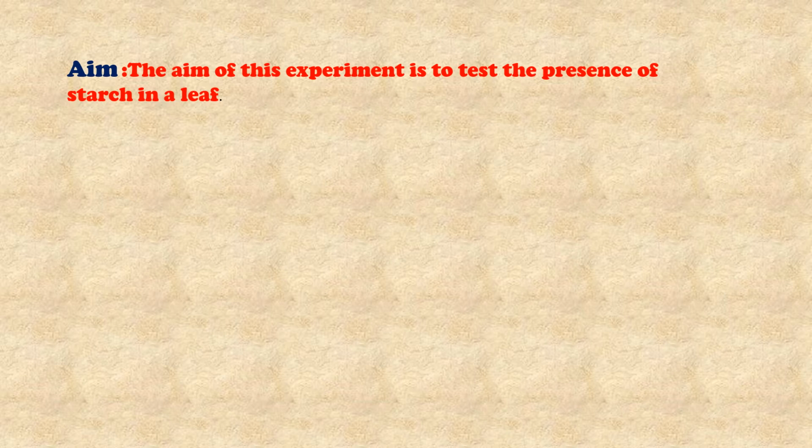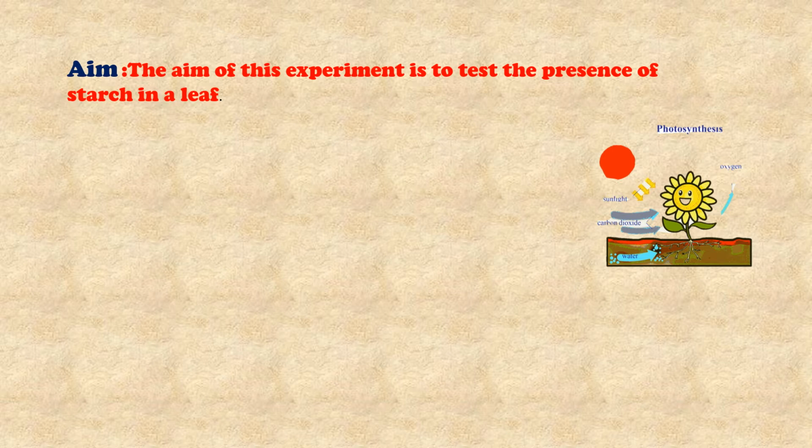Aim of this experiment is to test the presence of starch in a leaf. We know that a leaf performs photosynthesis. In the presence of sunlight, the leaf prepares glucose. The glucose is the end product of photosynthesis, and glucose will be stored in the form of starch. When we find the glucose in the form of starch, that means the leaf has performed photosynthesis.